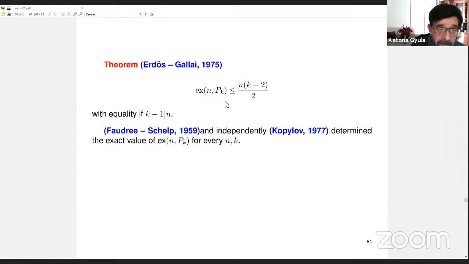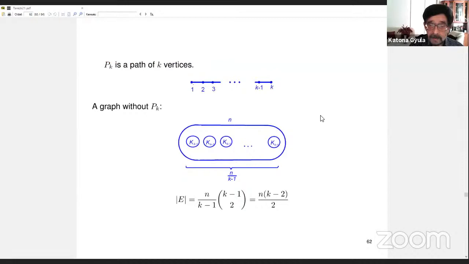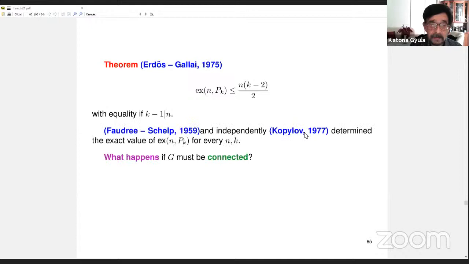And later, Faudree and Schelp, and independently Kopylov, proved in 75. Sorry, I didn't correct that here; it's 75. So they determined the exact value when it's not divisible, and in that case the construction is sometimes you just take a smaller complete graph, but sometimes you have to combine the last two of the k minus one graphs to get the best construction when it's not divisible.